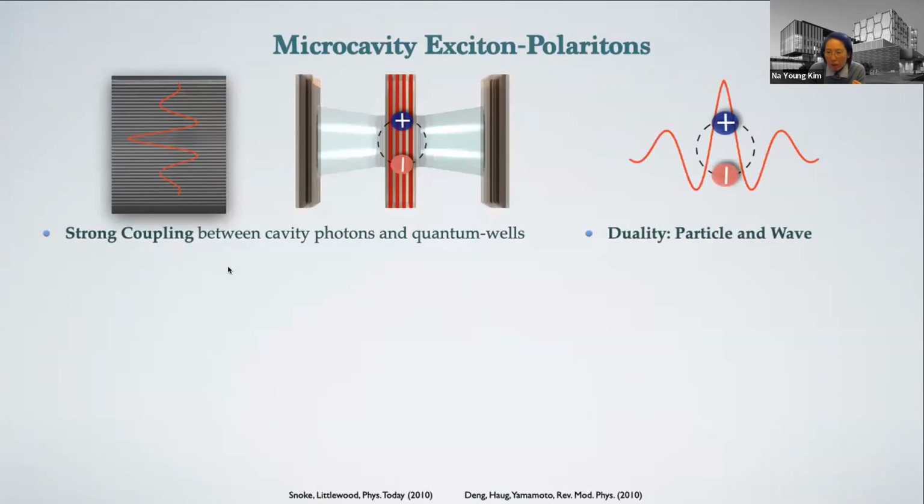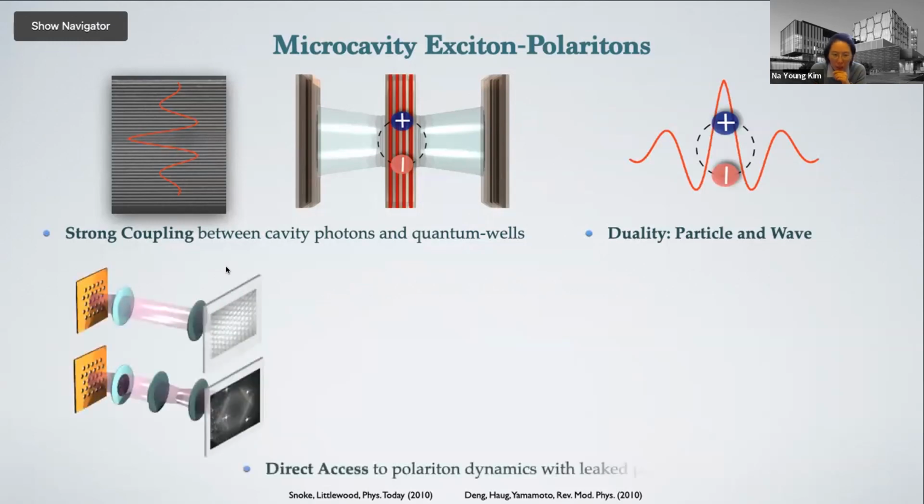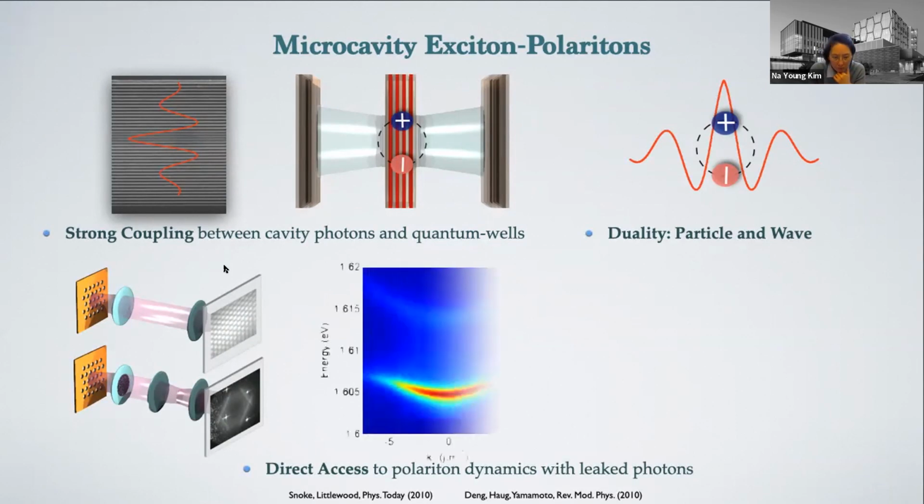Because the exciton polariton has duality, we can utilize both its particle and wave natures. The advantage of exciton polaritons is that we can directly access the polariton dynamics in terms of energy, momentum wave vector, and spin degree of freedom. We can also quantify the interaction among these excitons so that we can address exciting physics as well as engineering.